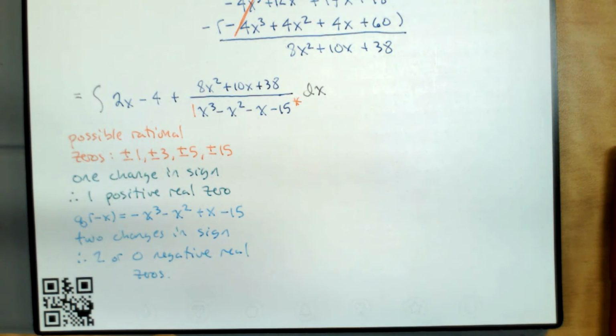This doesn't help us all that much, the negative real zeros. But this one positive real zero, that makes me want to focus on the positives. I'm not going to worry about -1, -3, -5, and -15. I'm going to start with the positives because I know I have one positive real zero. My hope is that it's rational. And if it's rational, it'll be a 1, 3, 5, or 15.